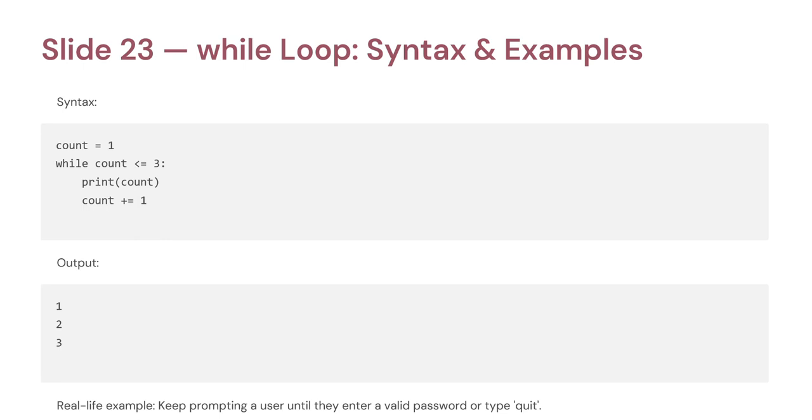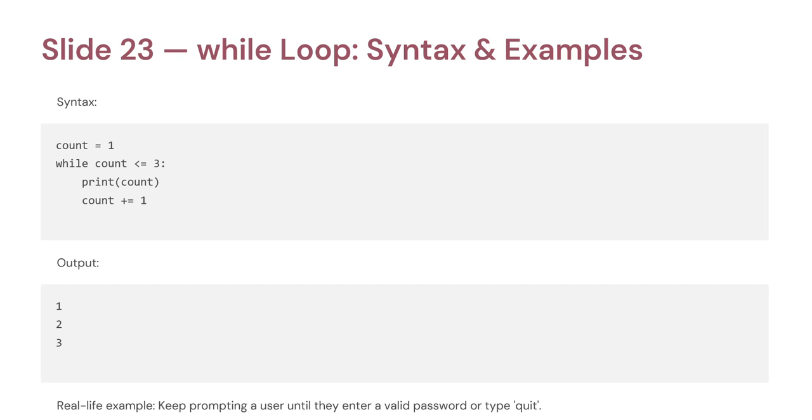Real life example. Imagine a login system. The program says enter your password. If the password is wrong, try again. It continues until the correct password is entered or the user chooses exit. This type of situation is perfect for a while loop.